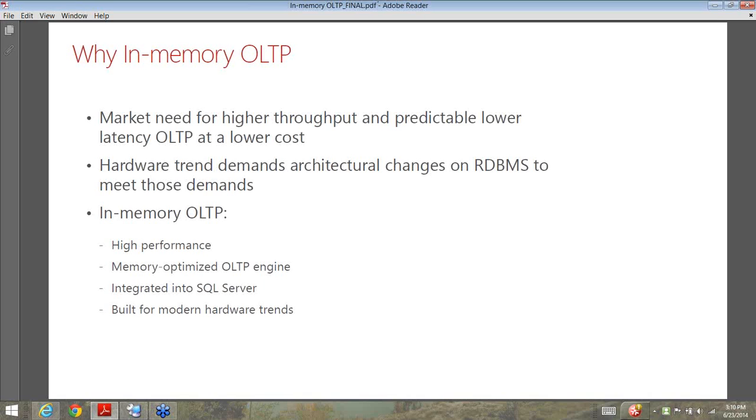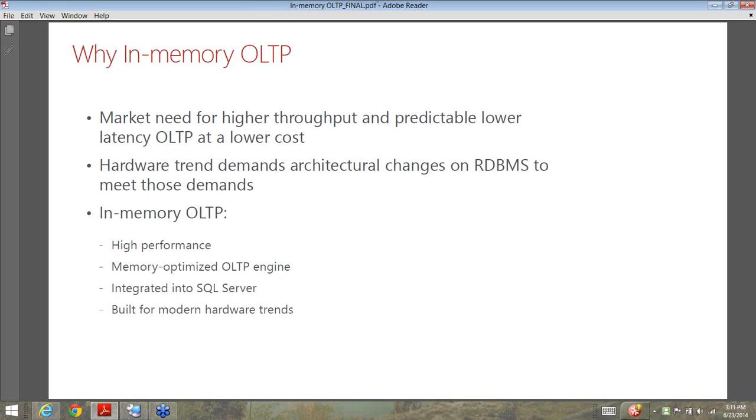Now, this assumption is no longer valid because memory prices have dropped enormously over the last 30 years. At the same time, multi-core servers are becoming more affordable. As an example, you can buy a server with about 32 cores and about 1 terabyte of memory for somewhere under 50,000 US dollars, which is pretty cheap now.